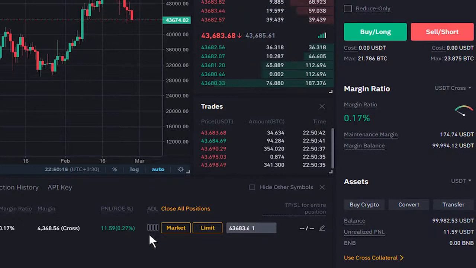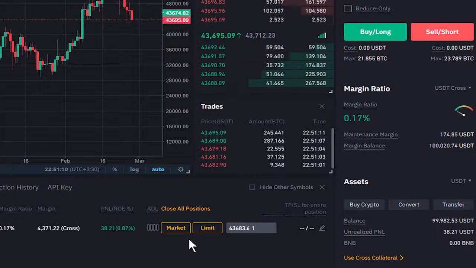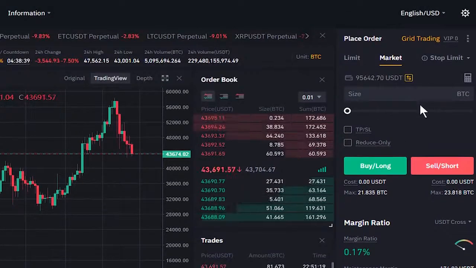We have 4 lights here, as you can see. When these 4 lights are on, there is a possibility that your position may be reduced. Here, with the help of these buttons, you can directly place a market or limit order to sell this position. You can also do it here, which I will completely explain all of them.